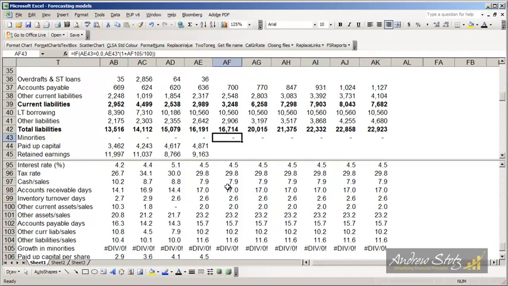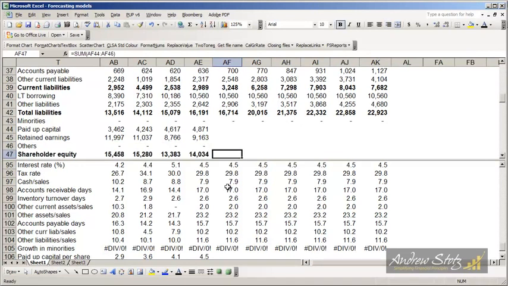So that gets us to minorities, and now what we've got to do is go through the equity section of the balance sheet.